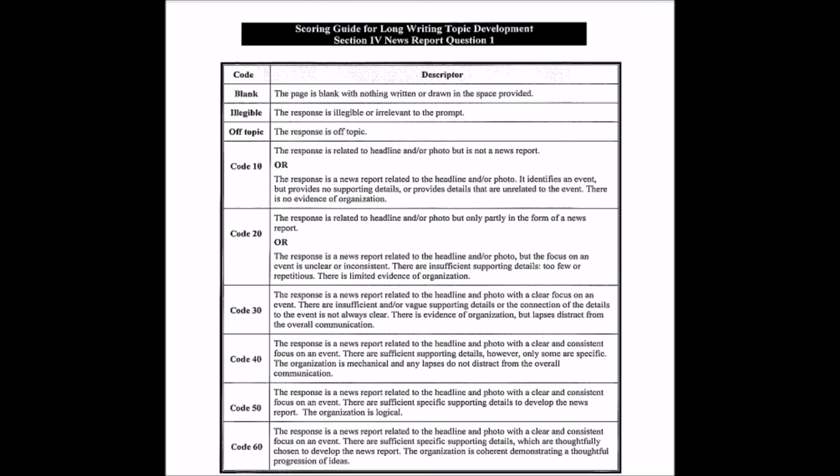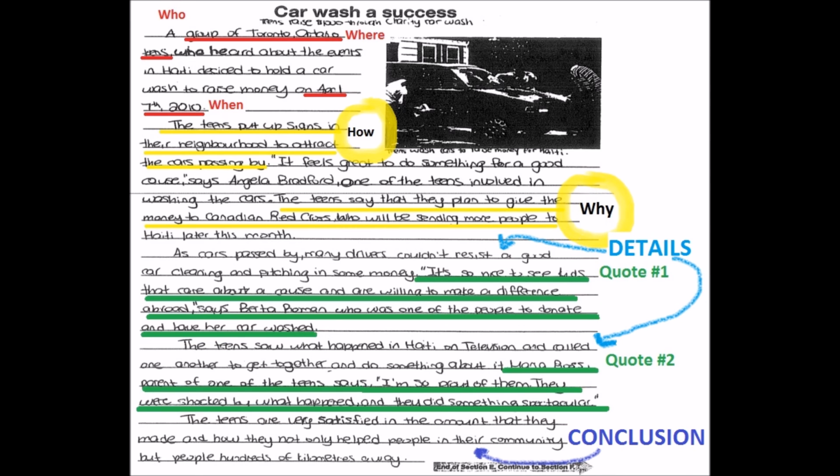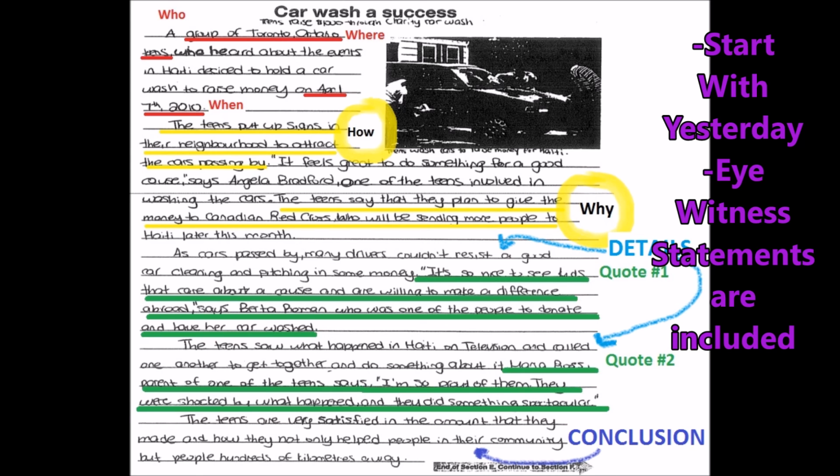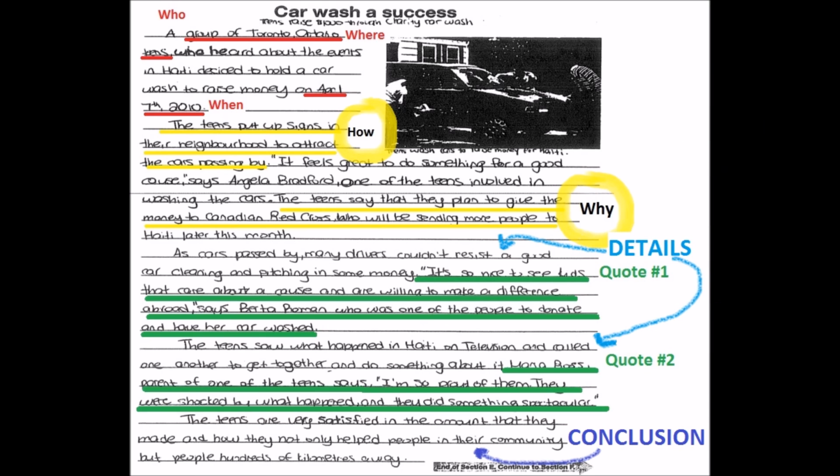In sum, note that the author did not include his or her opinion anywhere in the report. The news report is written in past tense. Make it easy for yourself. Start with yesterday. Eyewitness statements are included. However, it is acceptable for quotations to be included earlier in the report, as this student did. The triangle, circle, square formula is to simply help you remember what is needed in order to do well. So use it.